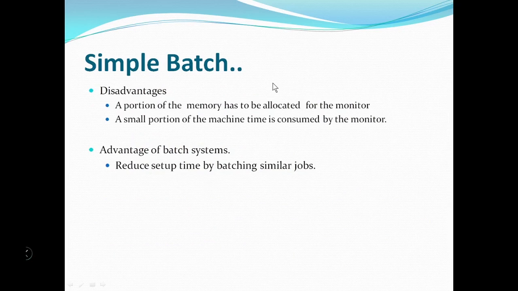Okay, so these are the disadvantages of the simple batch processing system. As I said before, there's a special program called the monitor, so we have to allocate some amount of memory for the monitor as well. And one other thing is, since it is also a program, it consumes some processing power of the CPU as well. That is also a disadvantage. And the advantage of this simple batch processing system is it reduces setup time.